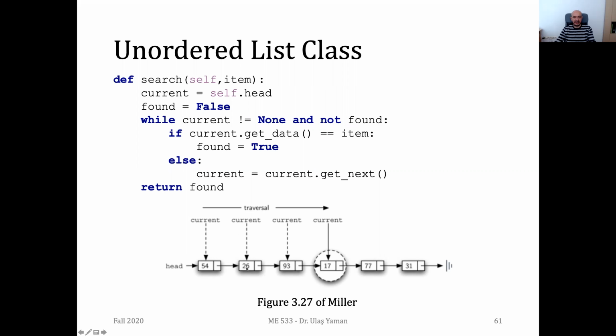And now the current value is 26 and it's not equal to 17. So we need to get the next item, 93, not equal to 17, move to 17 and assign it to the current value. And right now, the current value is equal to the item we are looking for. So we are stopping at this point.